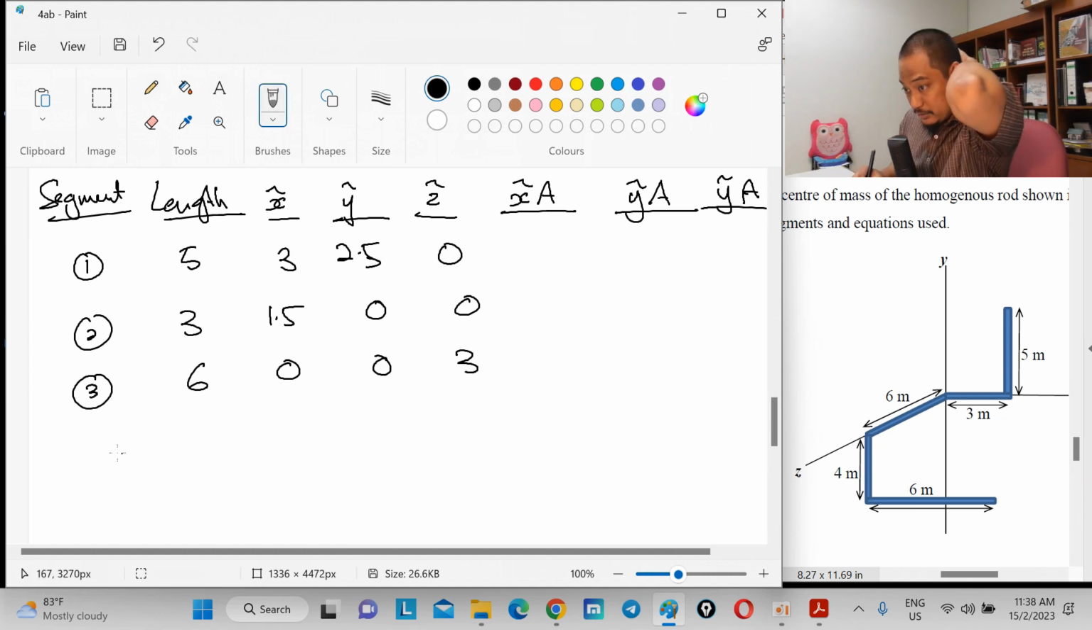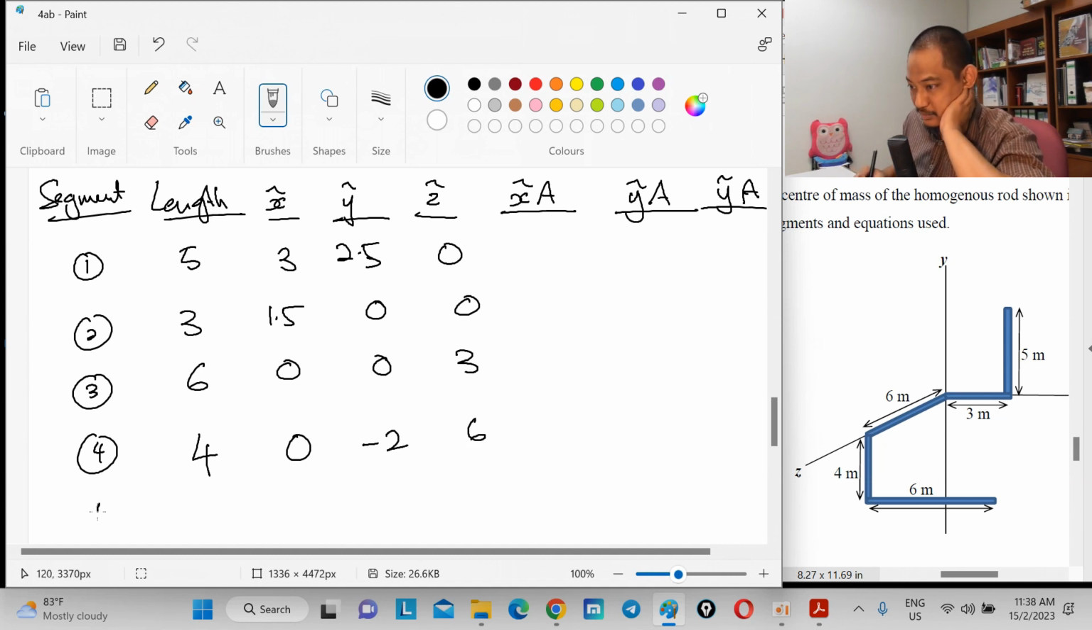Segment 4, 4 meter. No, X, Y is negative 2. Z 6. And segment 5, 1, 2, 3, 4, 5, right? Length is 6. X is 3. Y is minus 2. Z is 6.